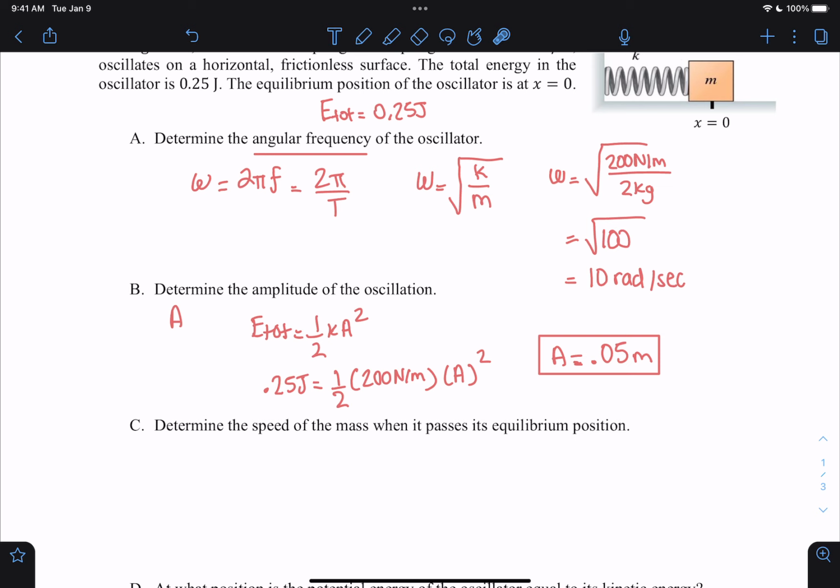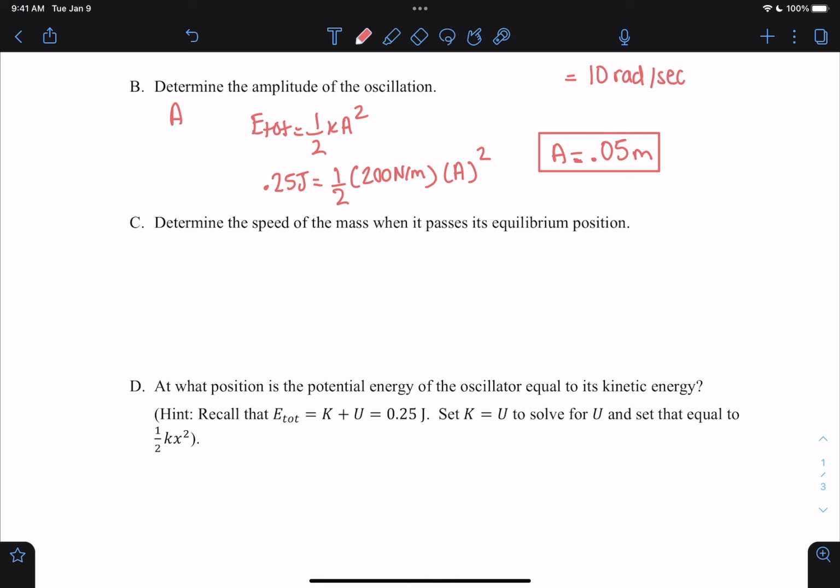Now, for part C, when they're asking us to determine the speed of the mass when it passes equilibrium position, well, remember what I said about being at equilibrium position. What is our kinetic energy at that point? Or at least, at equilibrium position, is the kinetic energy 0? Yeah, the spring potential is 0 at that point, right?